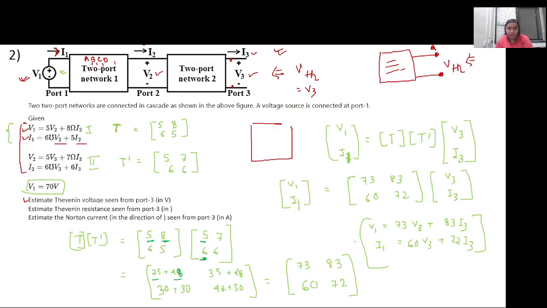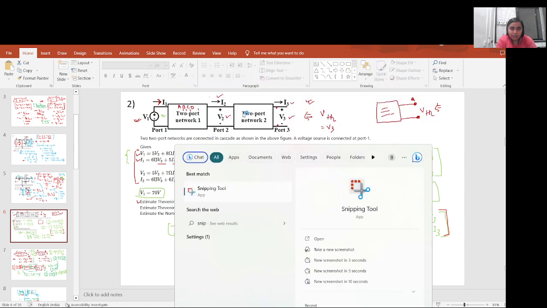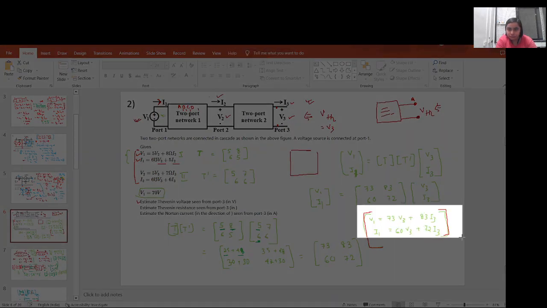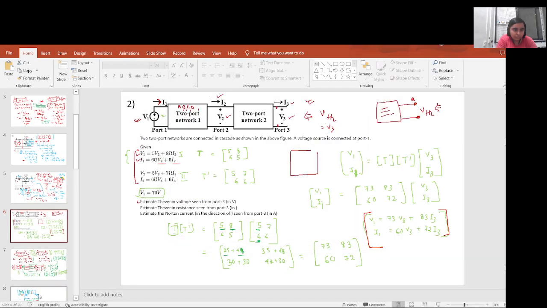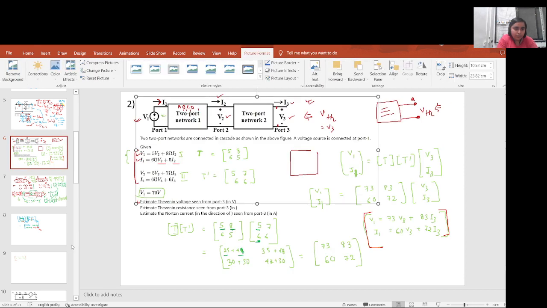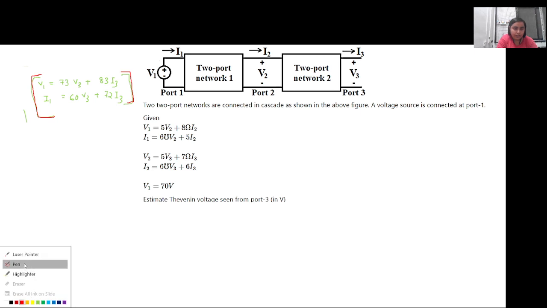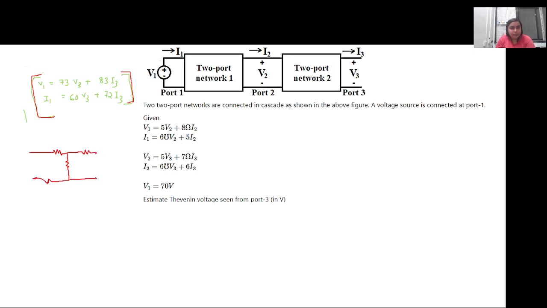So exactly that we have done here. These are the voltage and current equations that we have obtained. So let us take this equation. We have been asked to find the Thevenin's equivalent voltage as seen from network 3. Now just consider, suppose this is a network, whatever the network may be, and we were asked to calculate the Thevenin's equivalent voltage across this port AB, right?